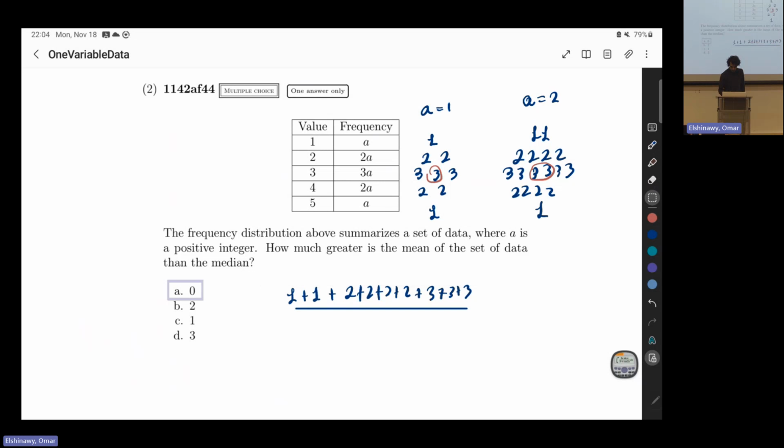So actually, divide by the frequency. So this appears 8 times, this appears 8 times, and so on and so forth. Well, actually, this is going to be different, but the idea is still the same.